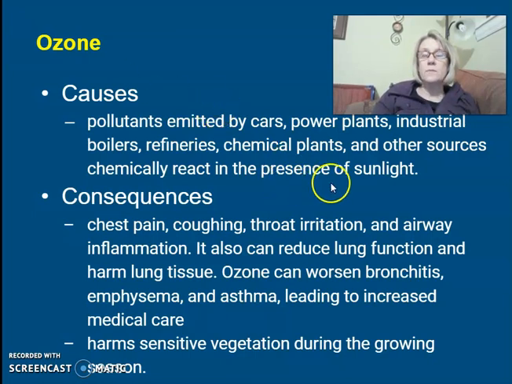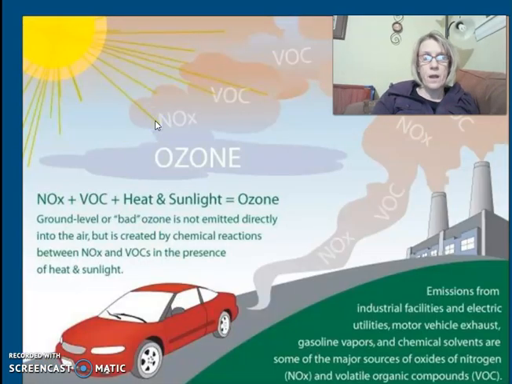Because it forms in the presence of sunlight and heat, this is generally going to be worse in hot areas or during the summertime. All right, so here's our equation. This is what you probably want to really pay attention to. Here we've got NOxes plus VOCs plus heat and sunlight gives you ozone. So here's the primary pollutants, right?